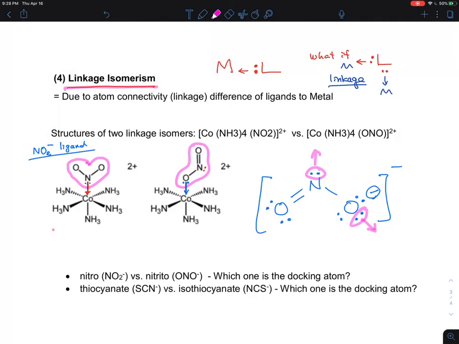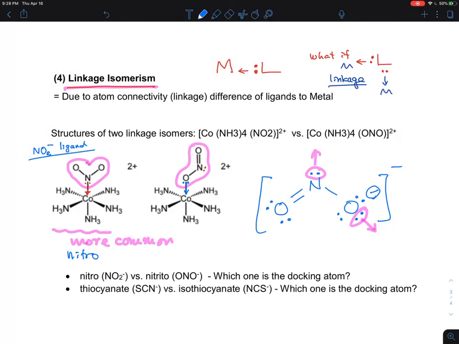And which is more common? This one is more common, actually. And this is just the experience that the chemists found out. You can see that this is a more symmetric bonding than this asymmetric one. Nature provides the symmetry and the balance, okay? And so therefore its name is called nitro.